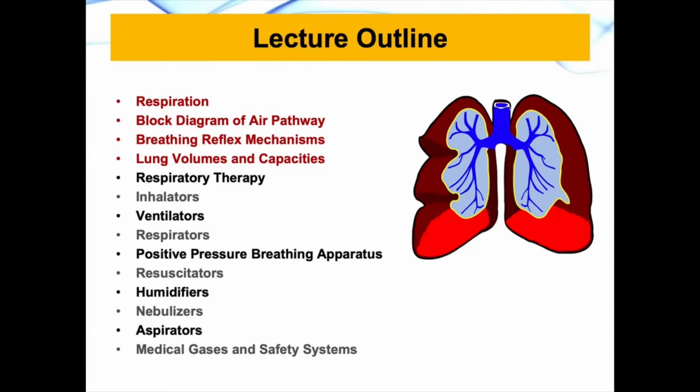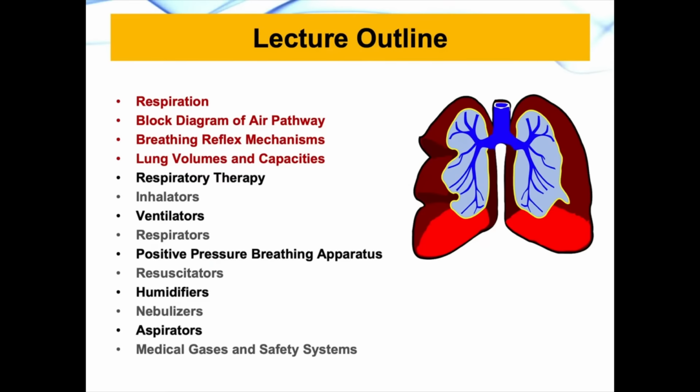Later on, in other videos, I will be talking about respiratory therapy and all the types of devices or instruments that we use to help people breathe if they need that, like inhalators, ventilators, respirators, and then resuscitators, humidifiers, nebulizers, and aspirators. And we will talk about medical gases and safety systems. But in this series of videos, I will be focusing on the topics in the red. So I will start with the first topic, which is block diagram of air pathways and respiration.